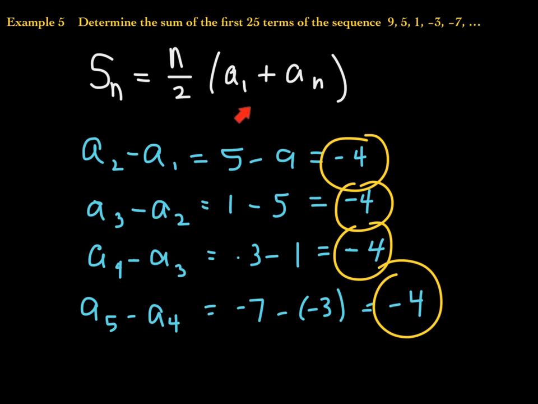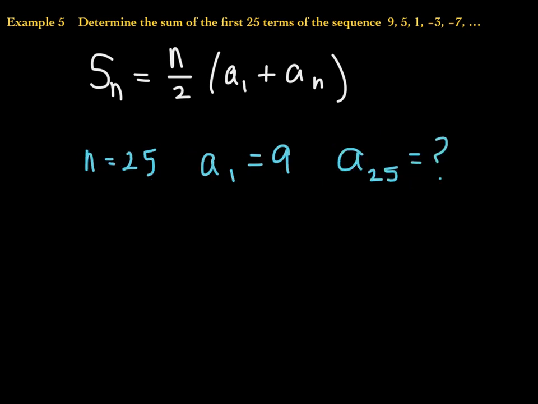What do I need? I need n, a sub 1, and a sub n. We know n is 25 because they want us to add the first 25 terms. Good. We know the first term, it's given, it's 9. What we don't know is the 25th term. A sub n is the 25th term. Remember, you guys, however many terms you're trying to add, that's your n value. So a sub 25 stands for the 25th term, which I do not know.